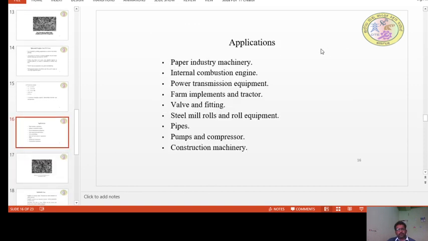So various applications are paper industry, machinery, internal combustion engines, power transmission equipments, farm implements and tractors, valves and fittings, steel mill rolls and roll equipments, pipes, pumps and compressors, construction equipments. You can observe the application area. In this, all components are subjected to speed or dynamic loads, apart from taking loads. This is because the damping properties of this cast iron are good.